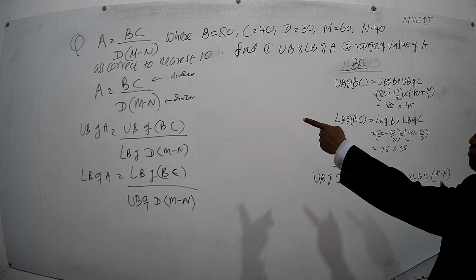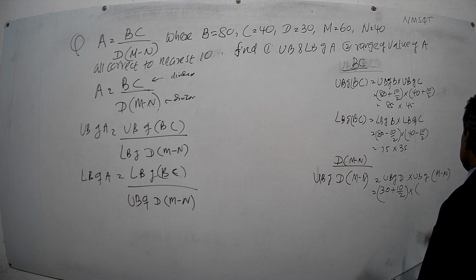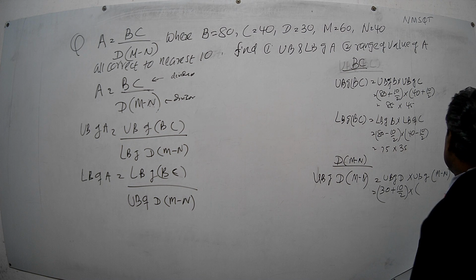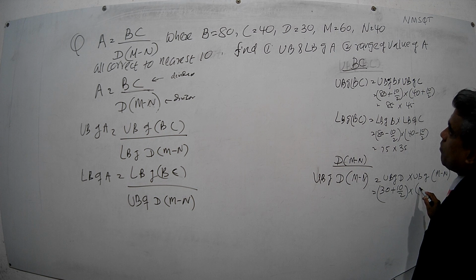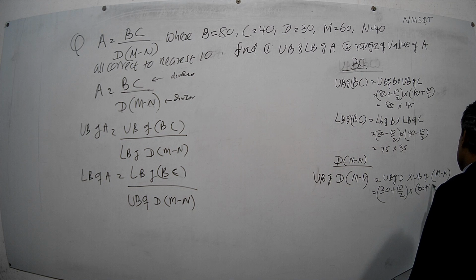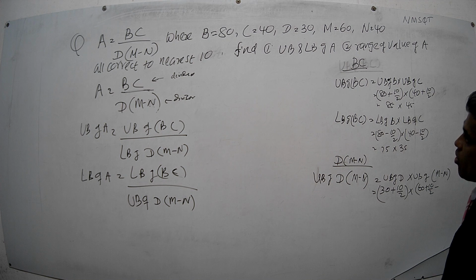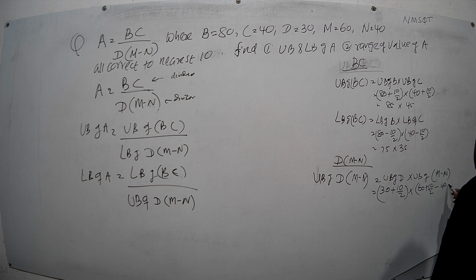Then upper bound of M minus N, that is the upper bound of difference. You know the upper bound of difference, we found it. Upper bound of difference is upper bound of the larger corrected value minus lower bound of the smaller corrected value. Therefore here, it will be upper bound of M. You find the upper bound of M. Upper bound of M will be corrected value of M, that is 60, plus degree of accuracy over 2. Then from that you deduct the lower bound of N, the corrected value 40 minus degree of accuracy over 2.